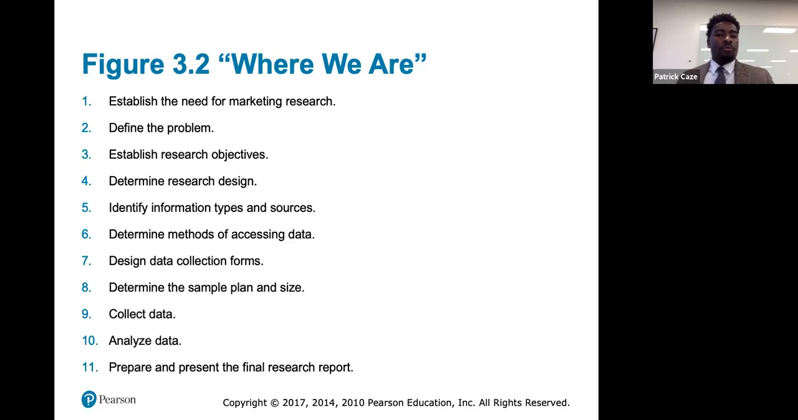All right, so where we are: again, 11 steps. For the most part, you as doctoral students have the research process and the scientific method kind of down. So again, it's about what the problem is, if there's a problem. What are your objectives? How are you going to get to your objectives? How are you going to collect the information? Where are you going to get the information from? Once I've collected it, how am I going to analyze it? Once I analyze it, how am I going to produce or present my results?